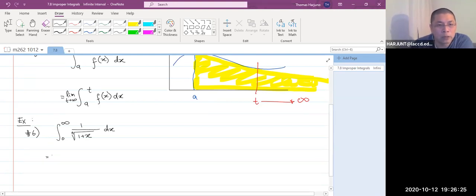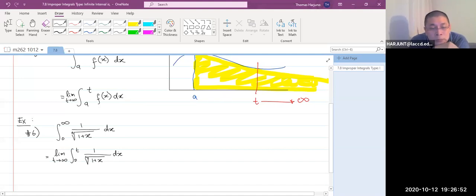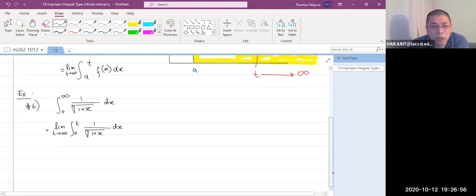Now we write this as a limit first: the limit as t goes to infinity of the integral from 0 to t of 1 over the 4th root of 1 plus x dx. And then from there we compute that as usual.